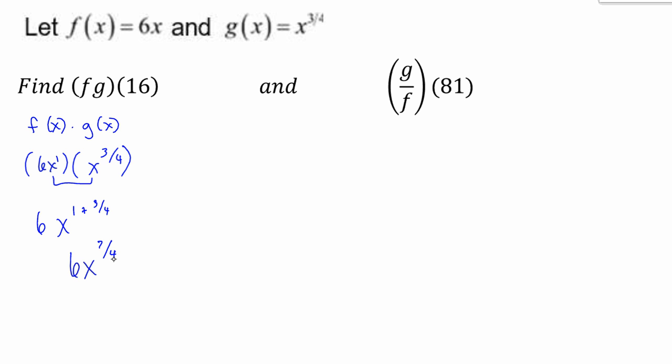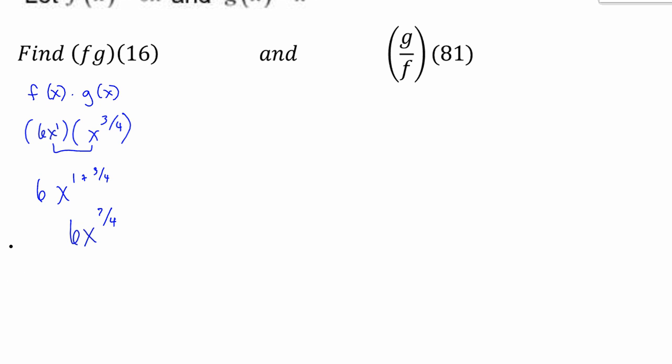And then we want to find that of 16. So fg of 16 will be 6 times 16 to the 7/4. And then that'll be a big number. It'll essentially be 6 times 2 to the 7th. I won't tell you where that came from. We'll just boop, boop, boop. Calculator says I got 768.